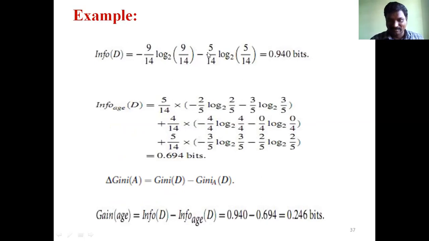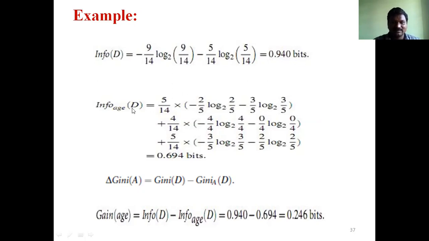And then minus 5 divided by 14. 5 persons not buying the computer. No. Log 2 of 5 divided by 14. 5 indicates here not buying the computer, the class label no. This equals 0.940 bits.